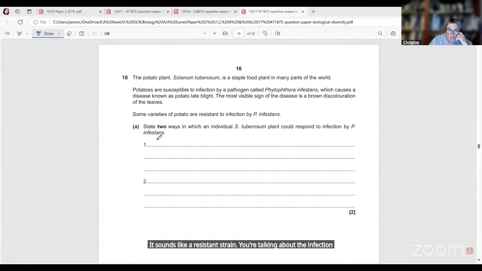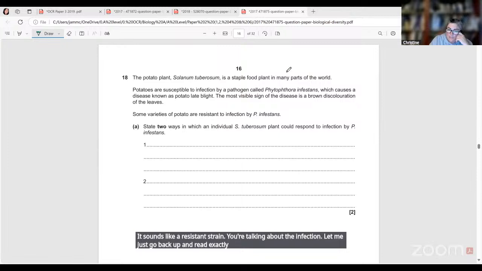Let me just go back up and read exactly what it says. So potato plants, a staple food plant in the world, are susceptible to infection by a pathogen, which causes a disease known as potato late blight.